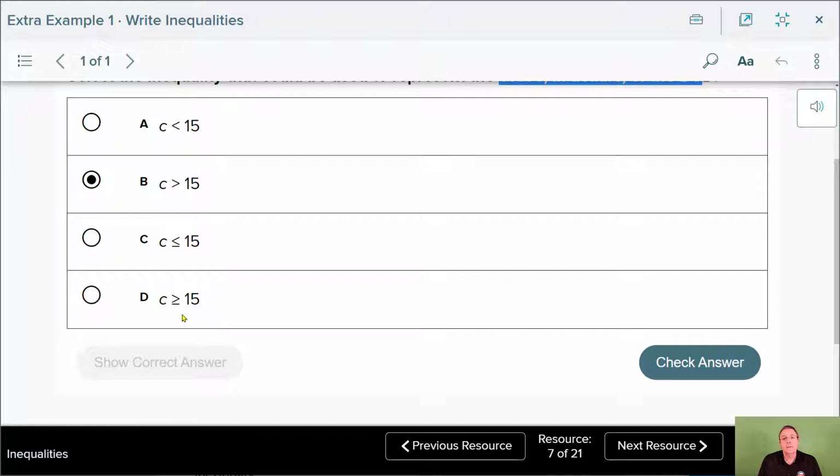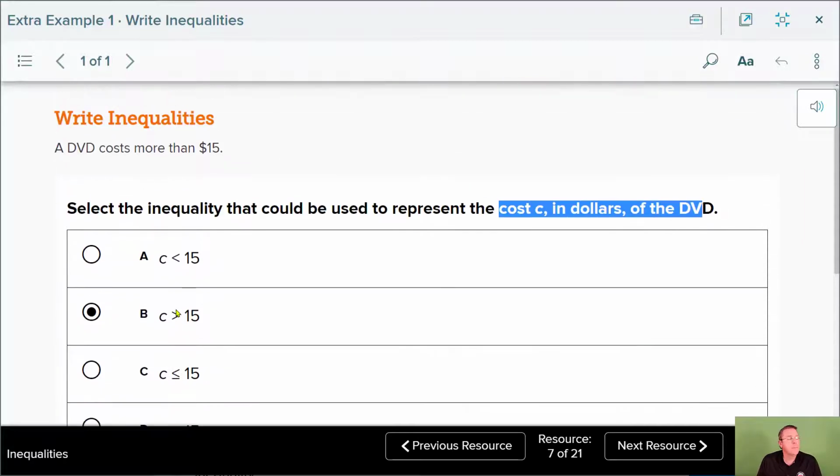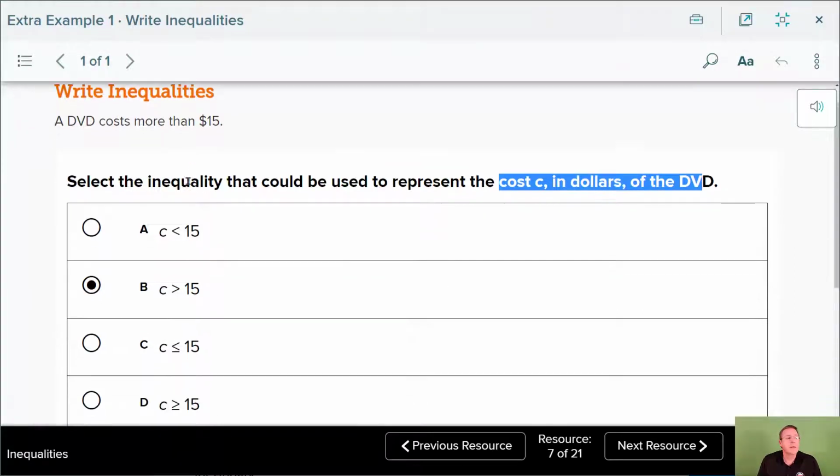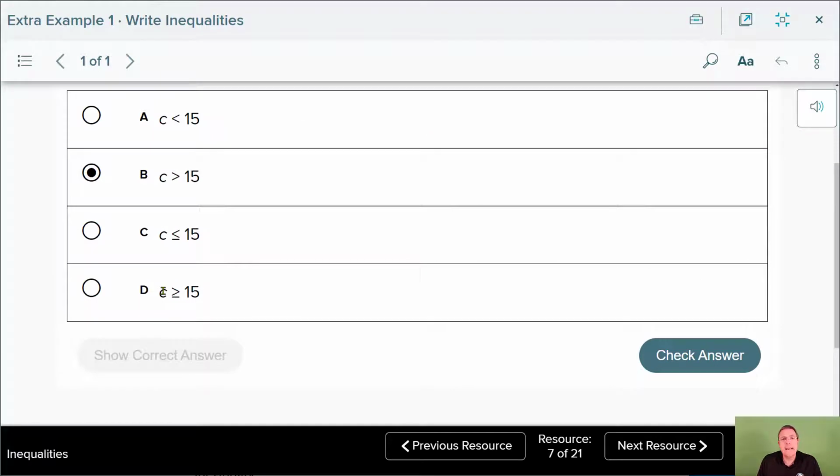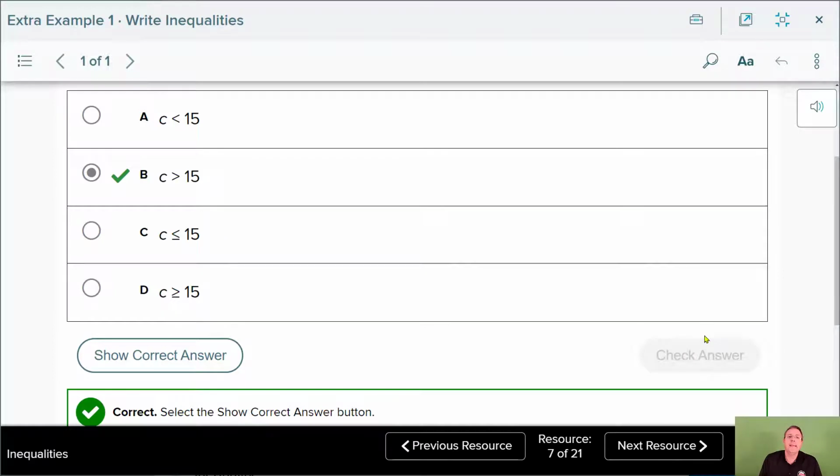Definitely not. And some of you may have tried to pick this one here that said C is greater than or equal to 15 because we used an or equal to last time, but this time it doesn't say at least or equal to. It says it's more than, which means $15 is not going to be enough to buy that DVD. Your correct answer is going to be answer B.